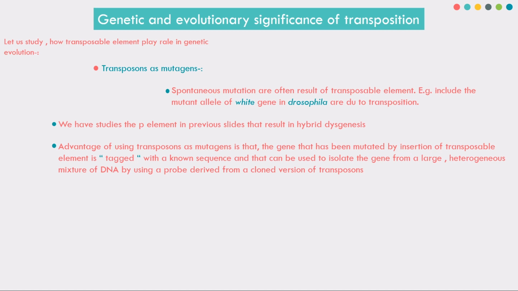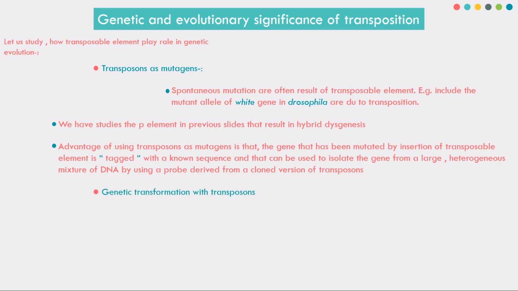The advantage of using transposons as mutagens is that the gene that has been mutated by insertion of a transposable element is tagged with a known sequence, and that can be used to isolate the gene from a large heterogeneous mixture of DNA by using a probe derived from a cloned version of the transposon.